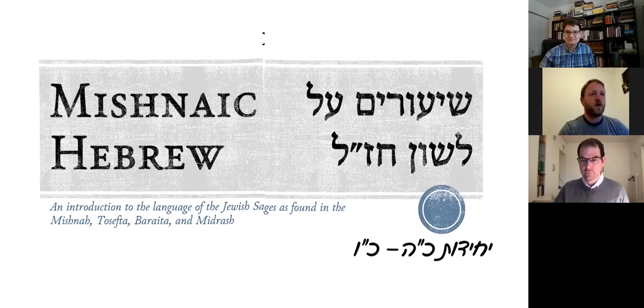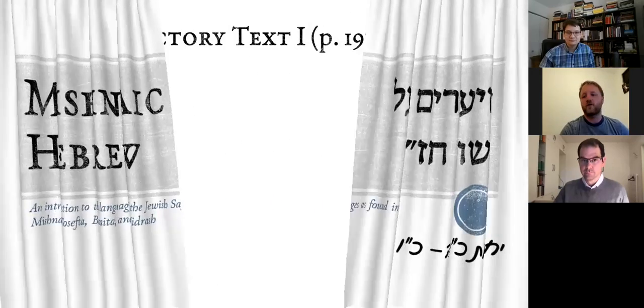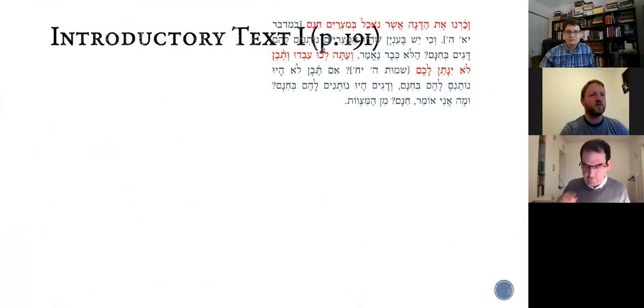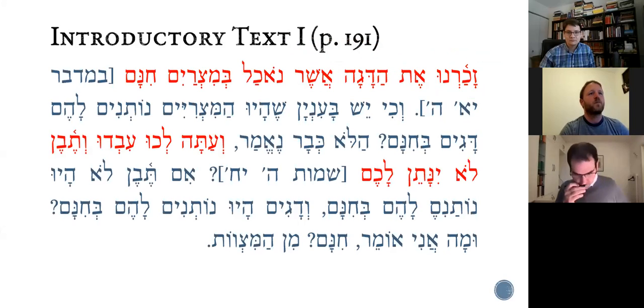All right, here we are. We have our first introductory text on page 191 of the textbook. The second one is really long, so I think I'll just read it really quickly if you don't mind, and zip through it because it's a long one. But this is the first one. All right, I can read this one. Go for it.